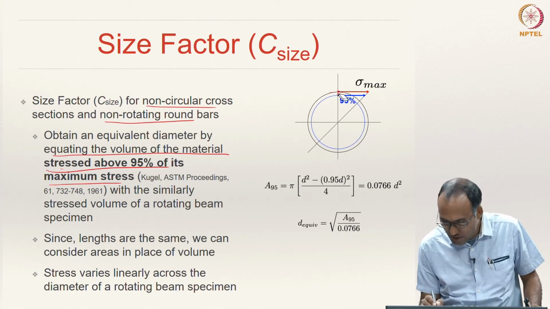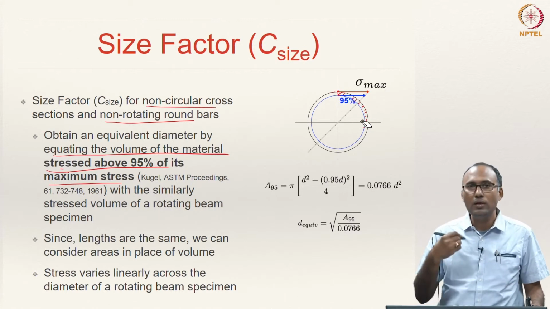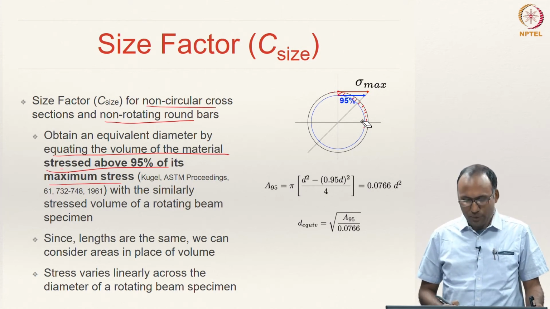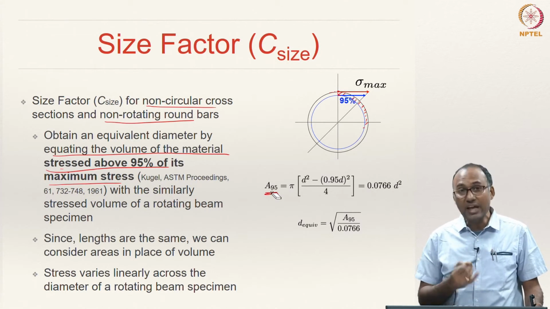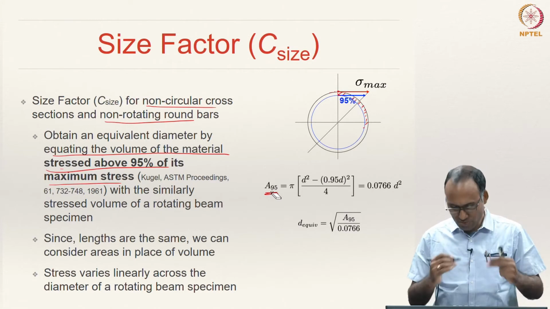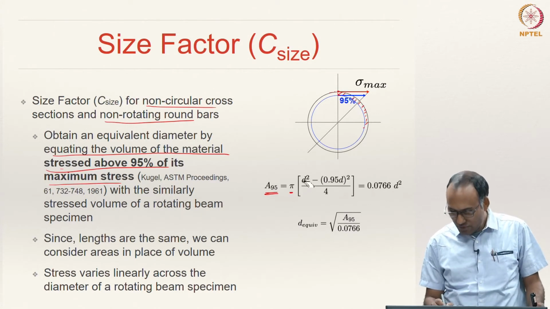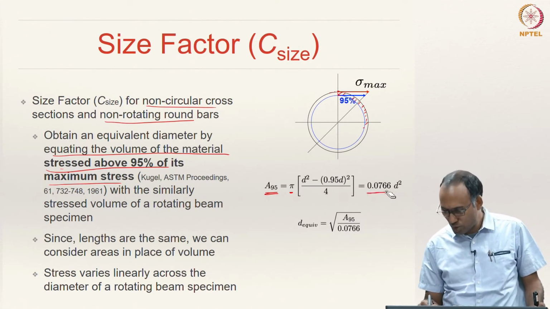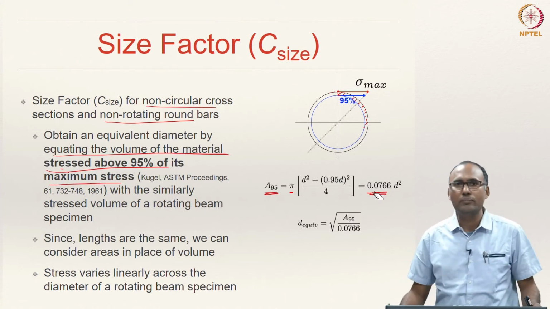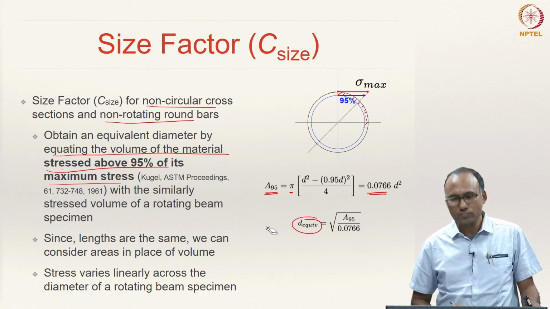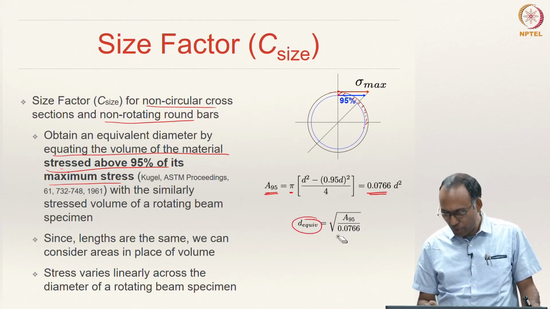So, this is the maximum stress, here 0.95 times the maximum stress. This region is the one that is subjected to stress above 95% of the maximum stress. Hence A95 represents the area that is subjected to 95% or more of the maximum stress, given by pi d squared by 4 minus pi times (0.95 d) squared by 4, and that comes out to be 0.0766 d squared. Now, you calculate the equivalent diameter, which is equal to the square root of A95 by 0.0766.